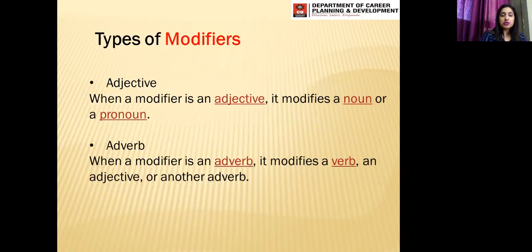There are two different types of modifiers. One type is adjective, another is adverb. If in your sentence the modifier is modifying a noun or a pronoun, then it is an adjective modifier. On the other hand, if the modifier is modifying a verb, another adjective or an adverb in the sentence, then it is taken as an adverb modifier.